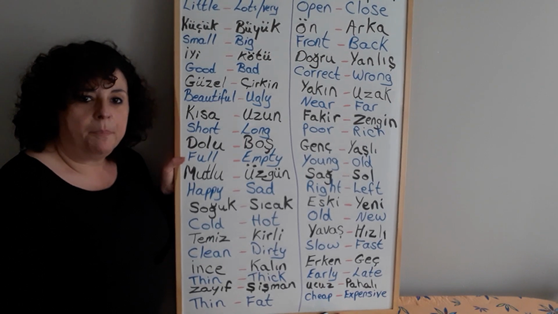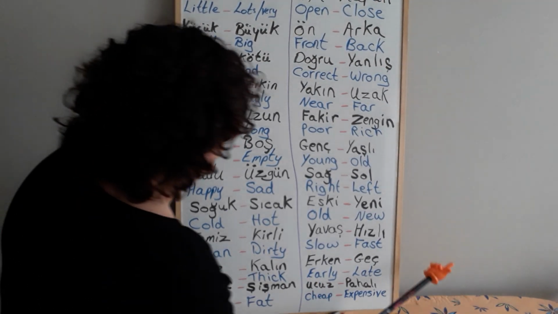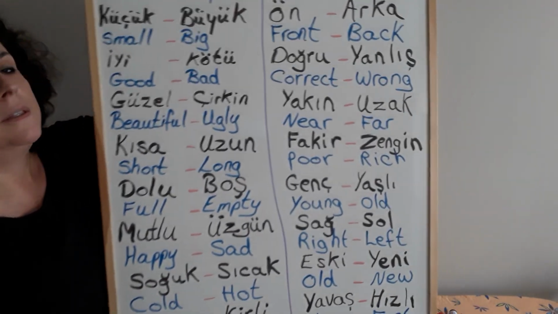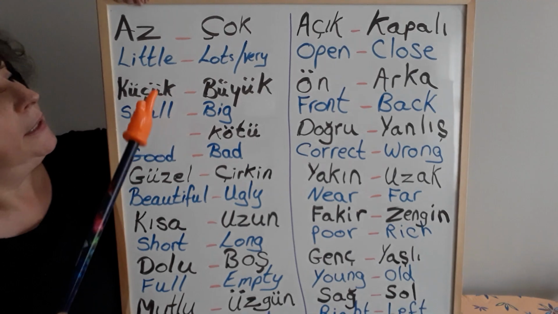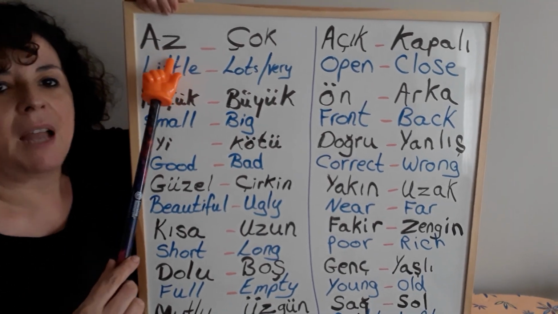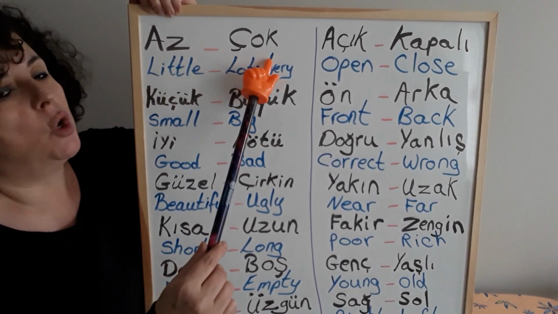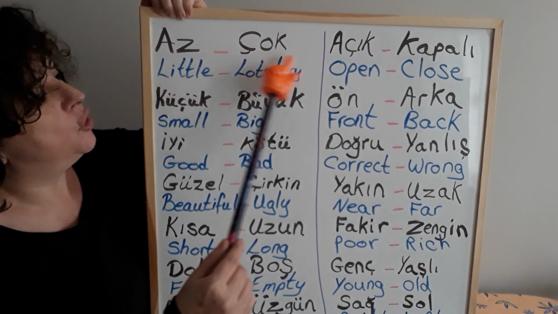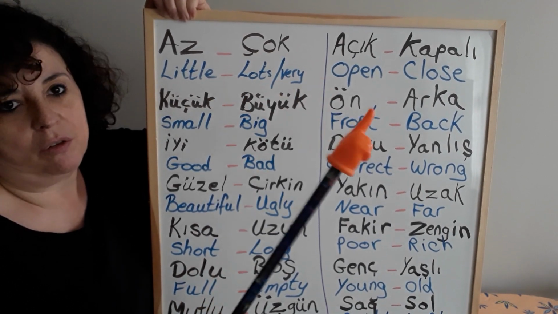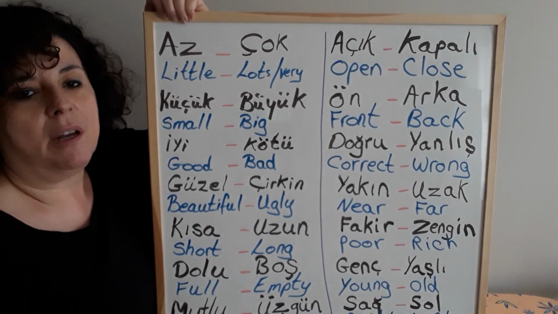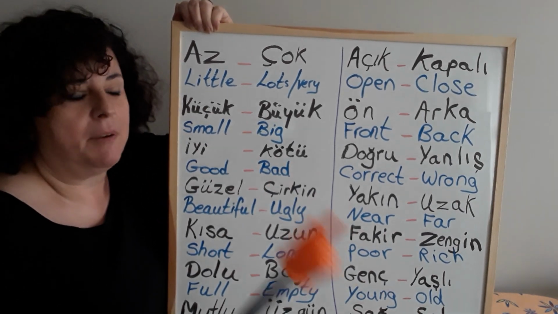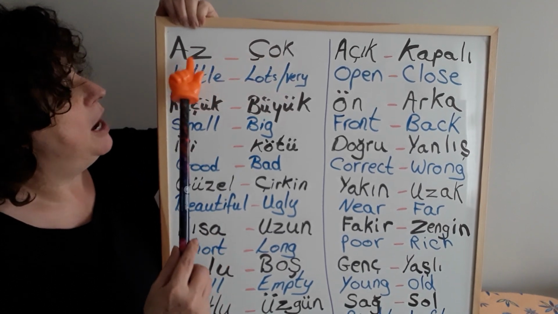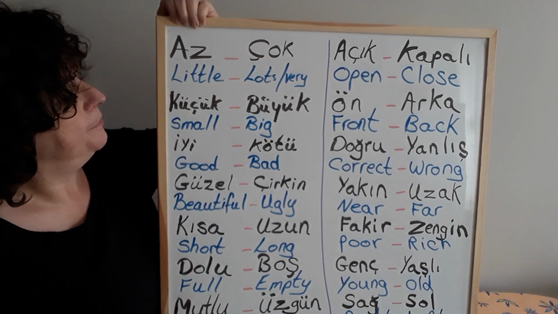Right, can you see the top part? Maybe not. So I've got two lines here. We'll start with az, çok. Az means little, çok means lots, or very. Like we say, çok güzel, very nice, very pretty. So we do use çok a lot. So az, çok: little, lots.